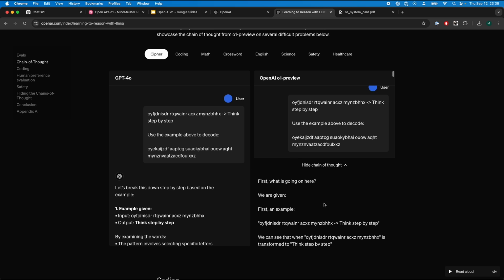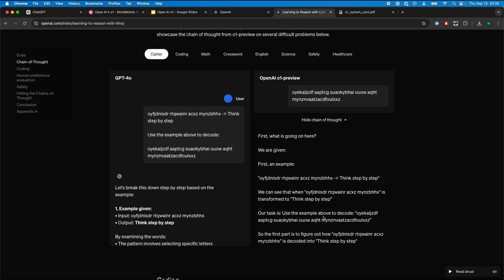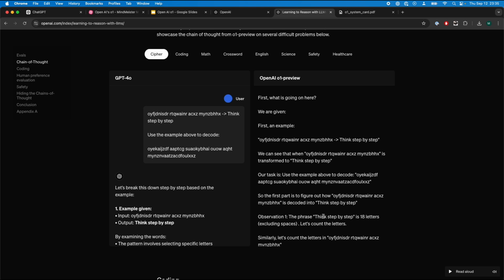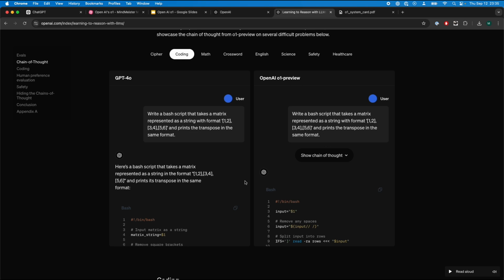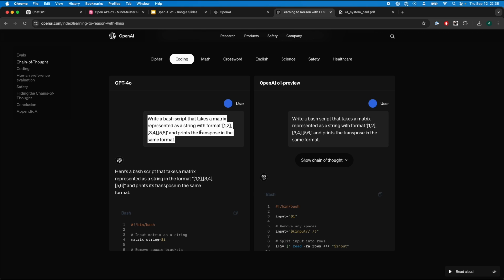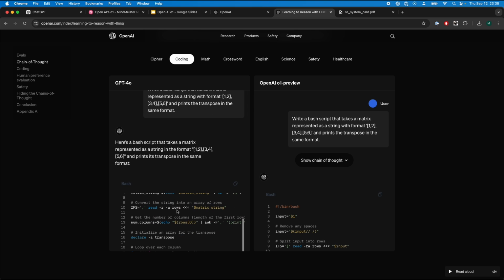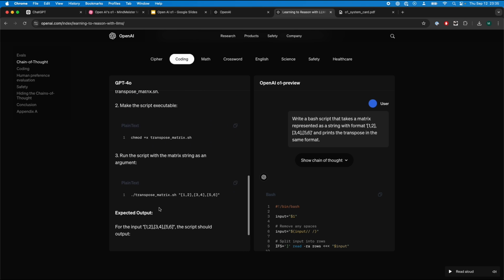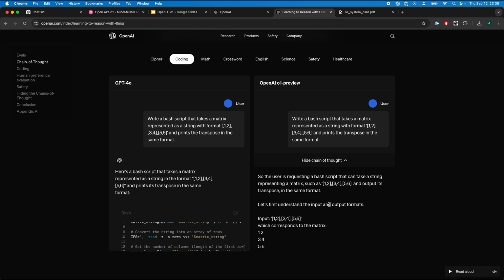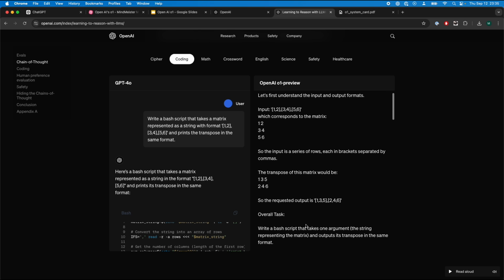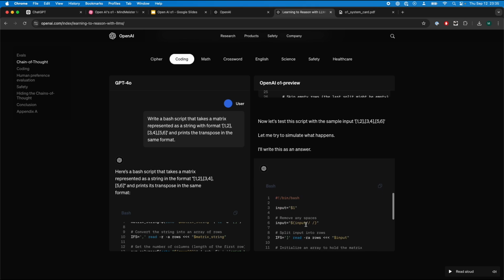It breaks down the prompt step by step and then gives you a final answer. A similar story happens when doing coding problems as well. Here it asks a question about bash, and it just promptly gives an answer, and at the end, the script fails. On the other hand, it takes the question over here, breaks it down step by step, makes various observations, and then gives you a final answer.